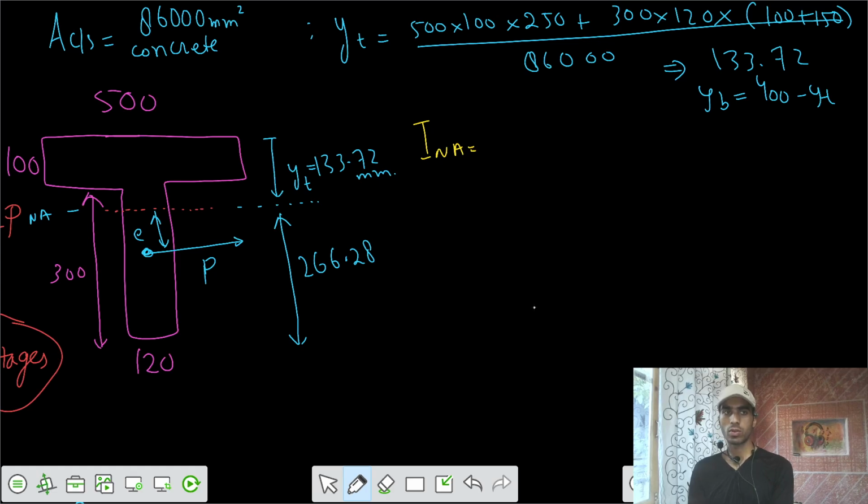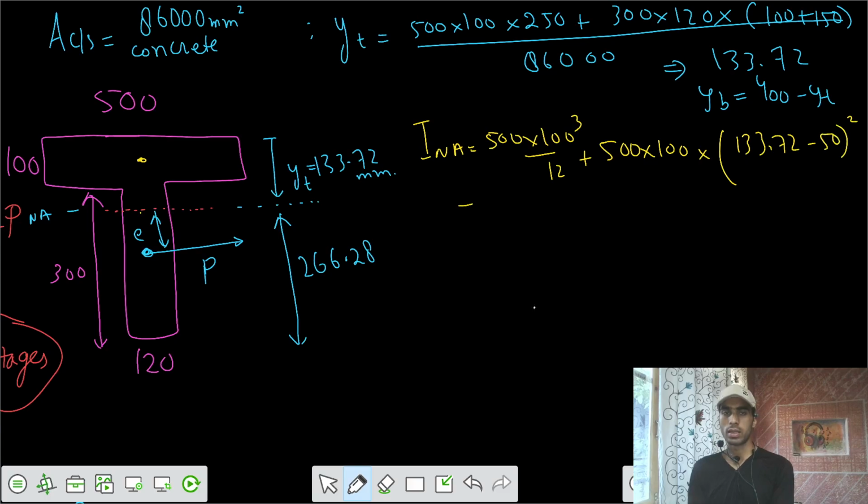That is bd cubed by 12 plus A d square. Its centroid is here and neutral axis is here. So I would write 133.72 minus 50 whole square. And the third one is the area of that rectangle, bd cubed by 12 plus A d square.